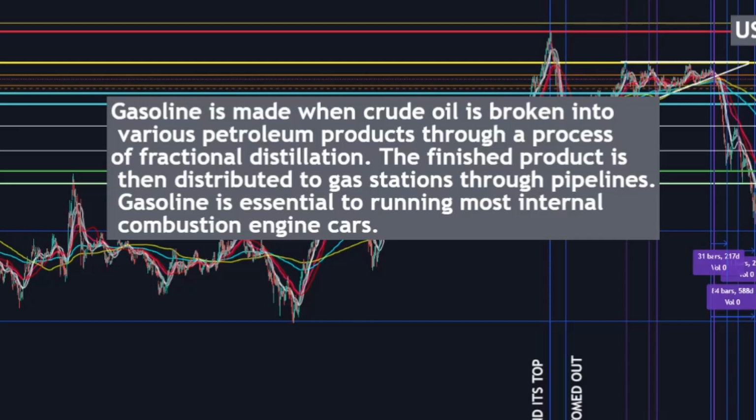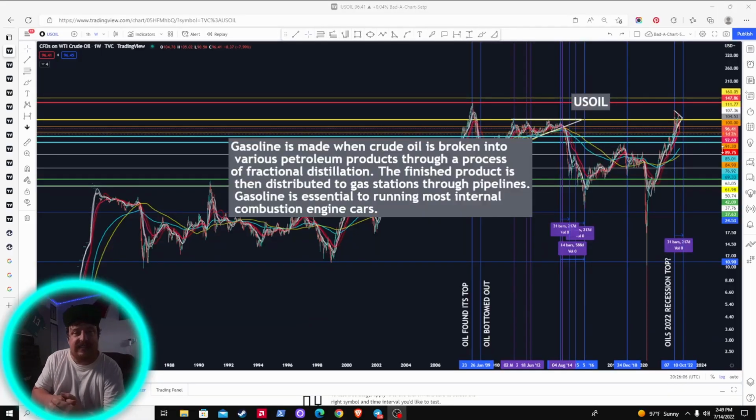Gasoline is essential to running most internal combustion engine cars. Yeah, it's definitely essential. And if you think about it as simple as this, the majority of products are transported across this great United States via some form of transportation, which in most cases requires fuel, whether that's planes or semis on the interstate and so forth, which is what I discussed in yesterday's video.